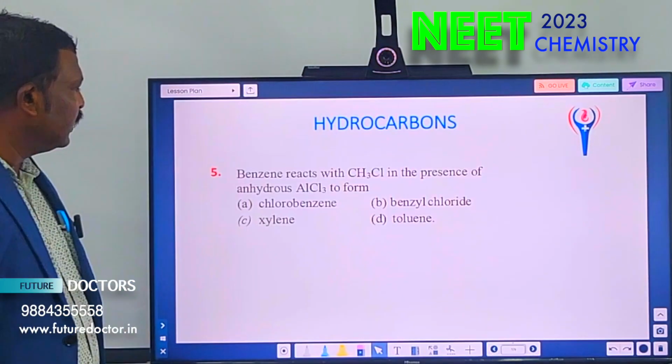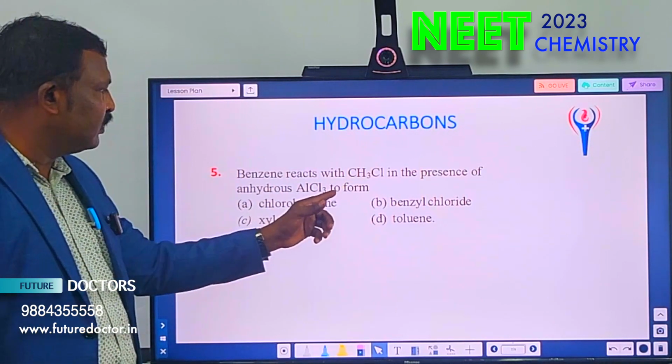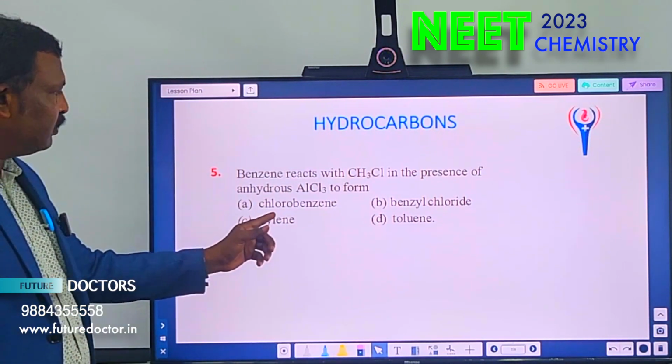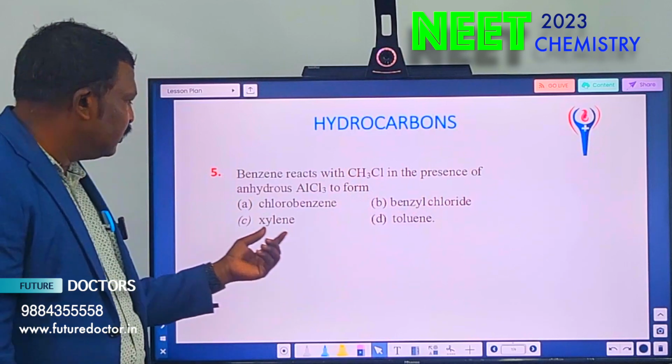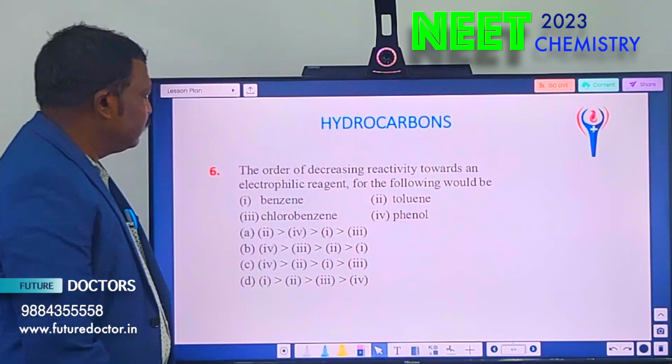Next one, fifth one. Benzene reacts with CH3Cl in the presence of anhydrous aluminum chloride to form dash. Option A chlorobenzene. Option B benzyl chloride. Option C xylene. Option D toluene. Next one, question number 6.